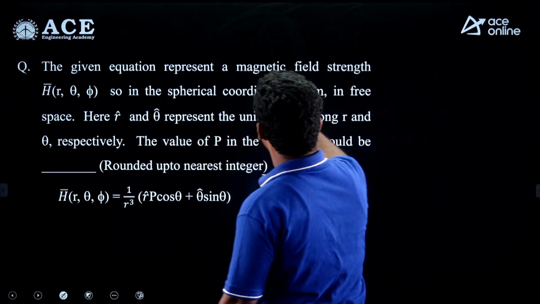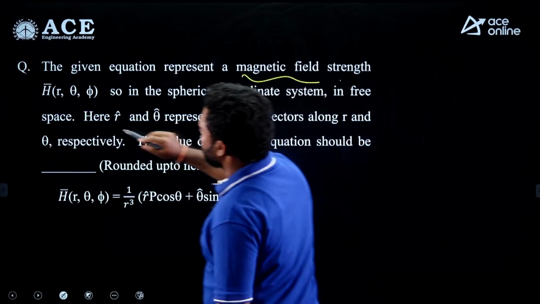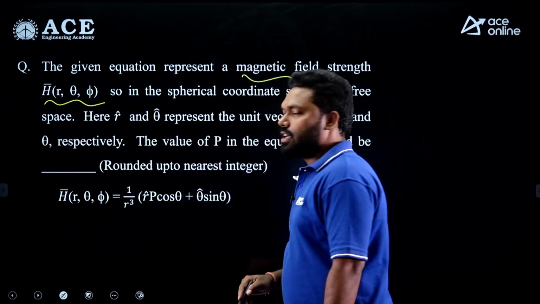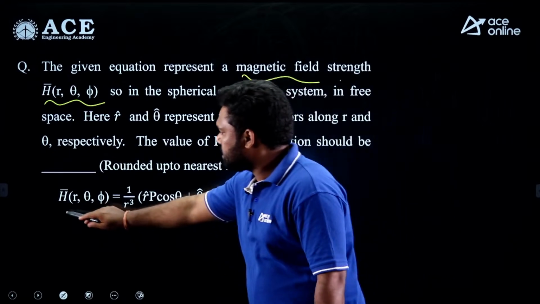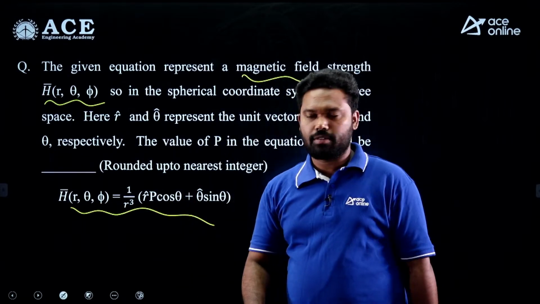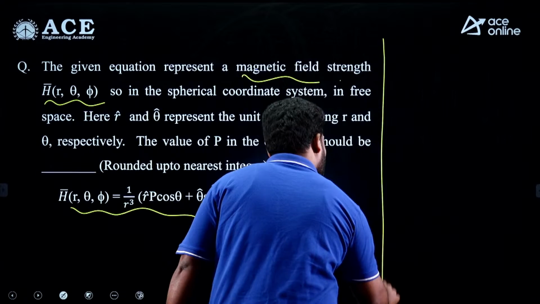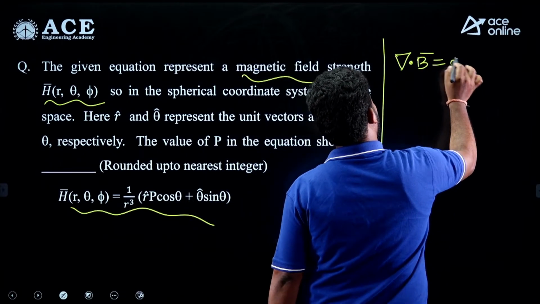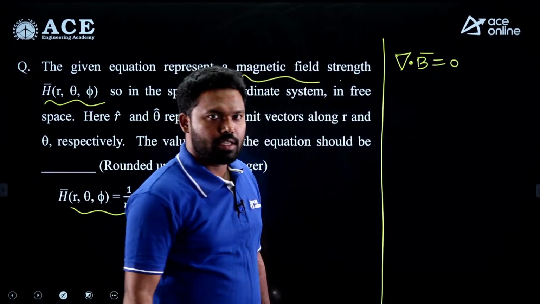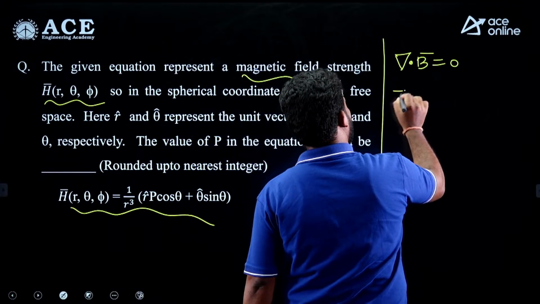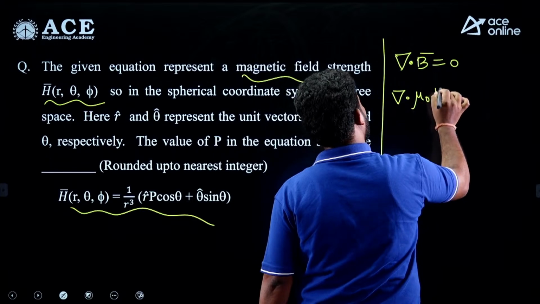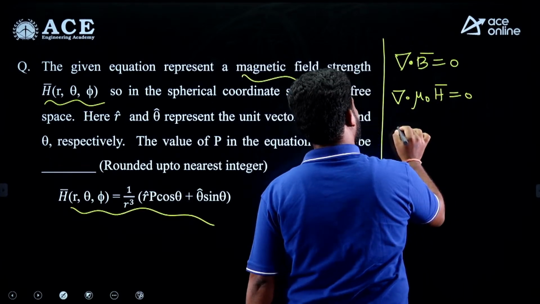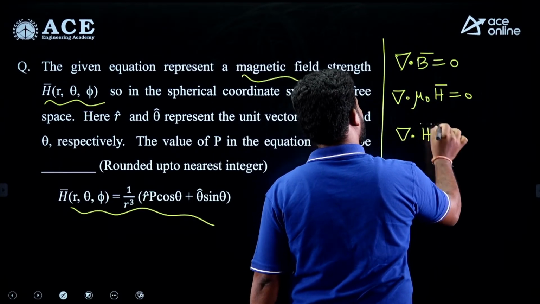So given the equation represents the magnetic field intensity, r and theta are the unit vectors. So it is given. It's asking what is the P value. Suppose for the magnetic field, we know from one of the Gauss laws that divergence of B is equal to 0. It is also mentioned that this magnetic field intensity is in free space. So B can be represented as mu naught times H. The mu naught is constant, you can take it out. Divergence of H is equal to 0.